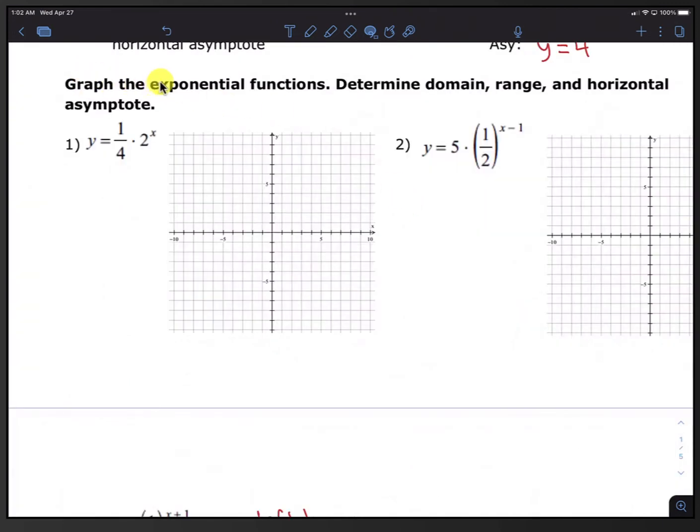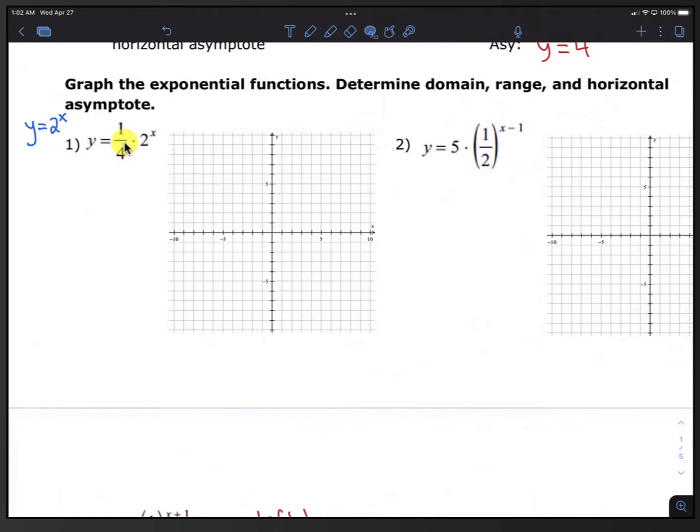Here's our first practice problem. We're graphing number 1, and it's y equals 1/4 times 2 to the x. First, let's look at the parent function. The parent function is just going to be y equals 2 to the x. We'll take care of the 1/4 later when we do the a times y column.